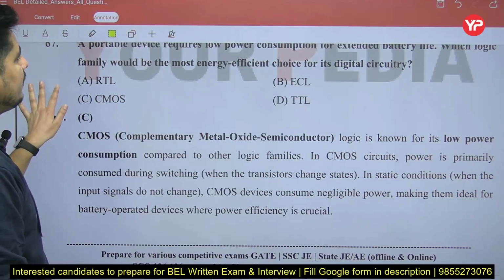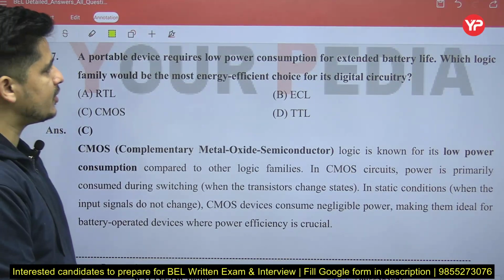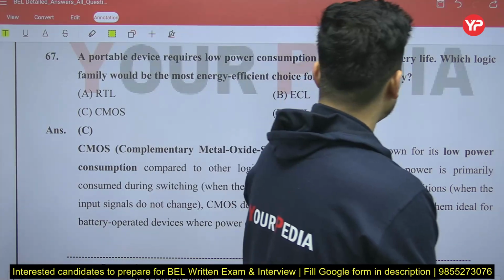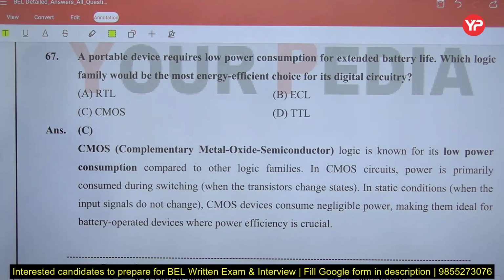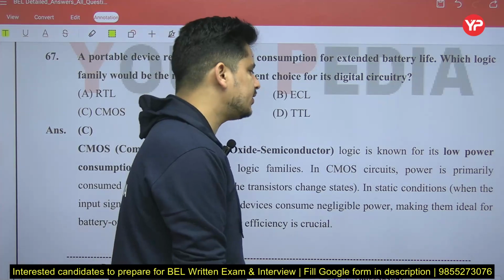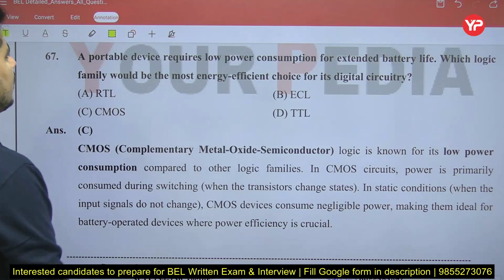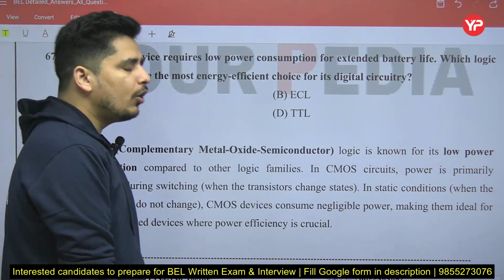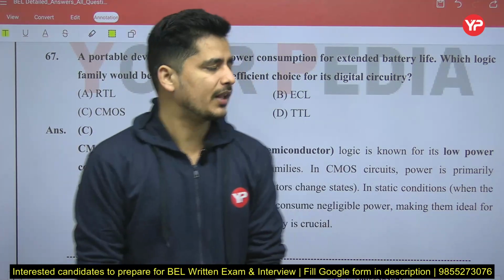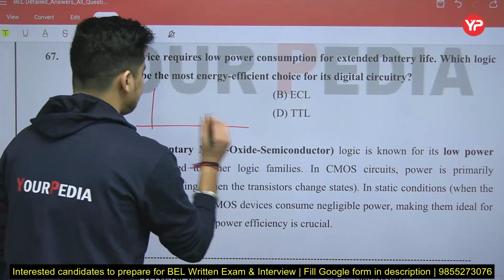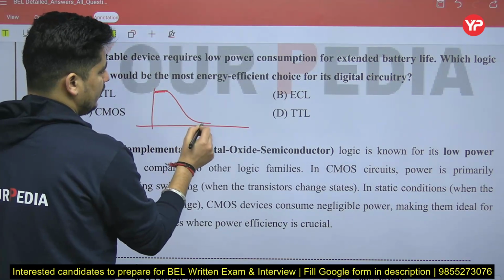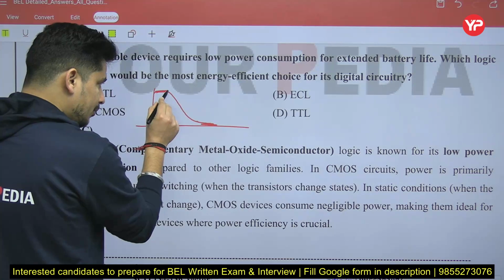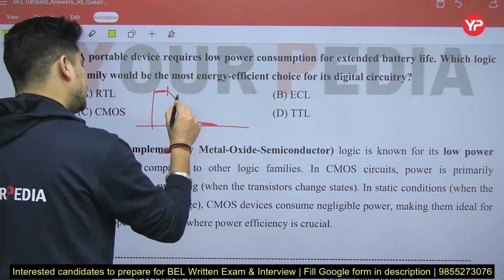A portable device requires low power consumption for extended battery life. Which logic family would be most energy efficient to choose for the digital circuitry? See, basically, if we are talking about portable low power consumption, it is CMOS. If I'm talking about the CMOS graph, you can see there is this type of input output characteristic where we have the CMOS. The CMOS will take power only during this transition.